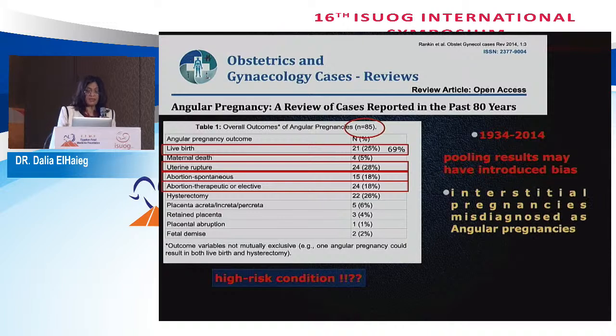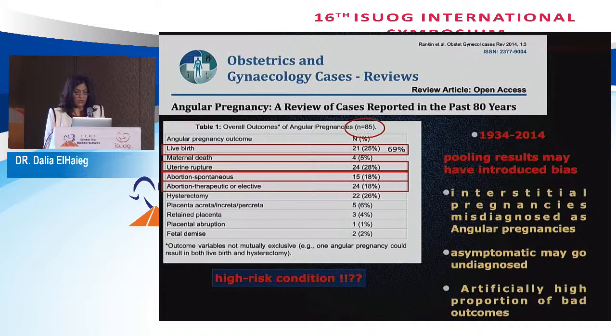But in a critical appraisal of this study or review, they collected cases over a very long period, from 1934 till 2014. So pooling the results, we have introduced bias because there is always a doubt that some of the cases that were diagnosed as angular actually were interstitial. They included only symptomatic patients, so asymptomatic patients may go underdiagnosed. This may lead to an artificially high proportion of bad outcomes.